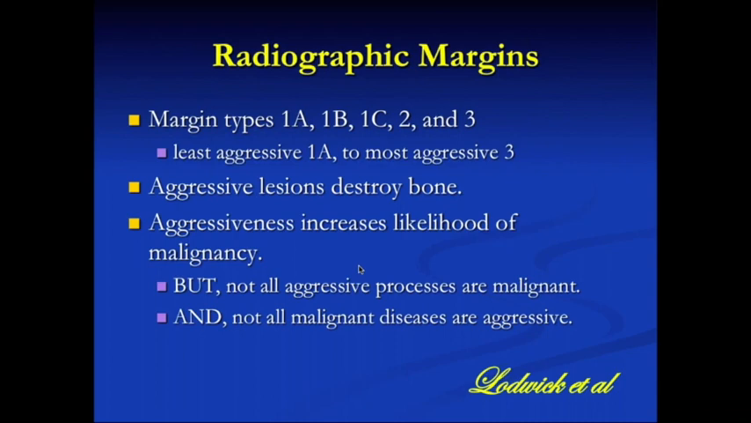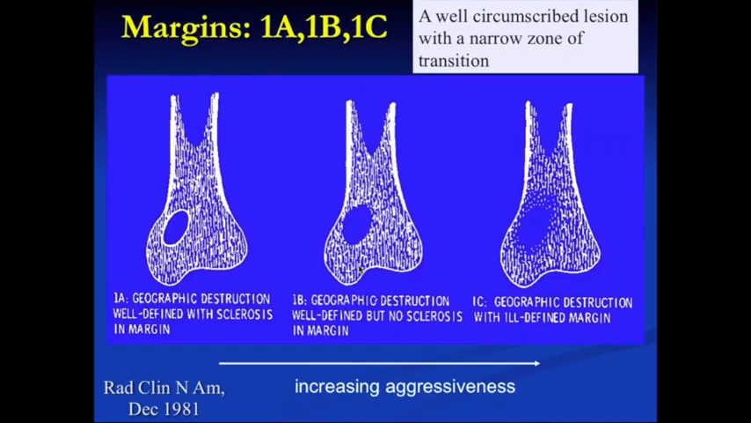So let's look at the three types. The type 1 is a well circumscribed lesion with a narrow zone of transition. It's like a map in which the boundaries of a country are very well marked. That's why it's called geographical. So you can see in these three pictures, the first one has a sclerotic rim, and as you move to the last one, there's a bit of a fuzziness. However, there's a clear distinction between normal and abnormal.